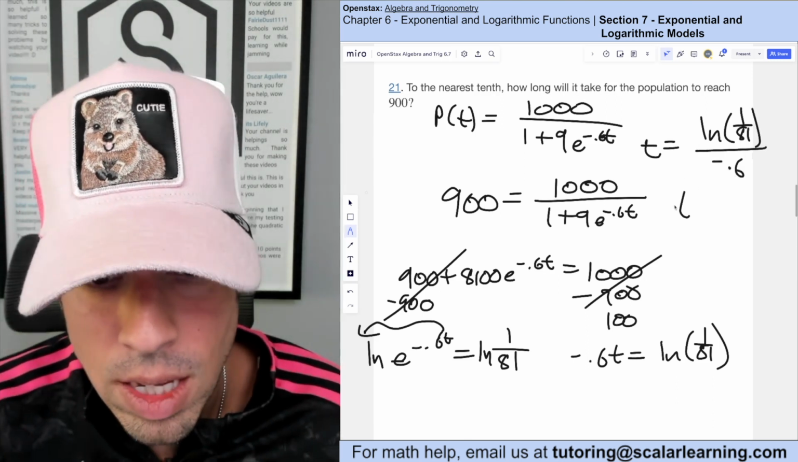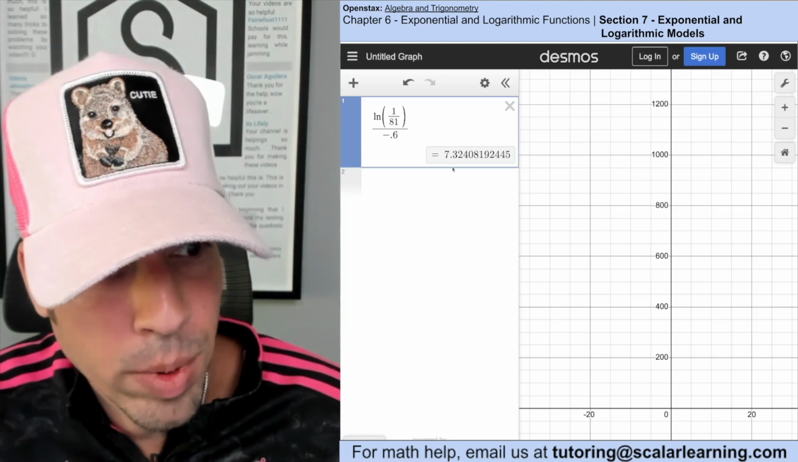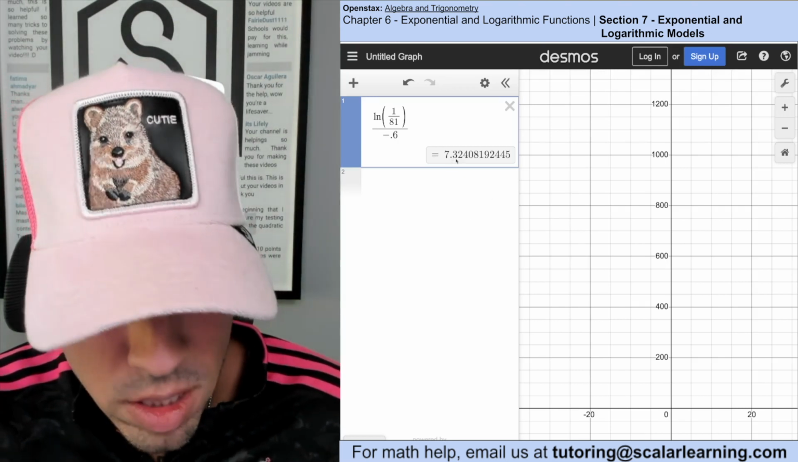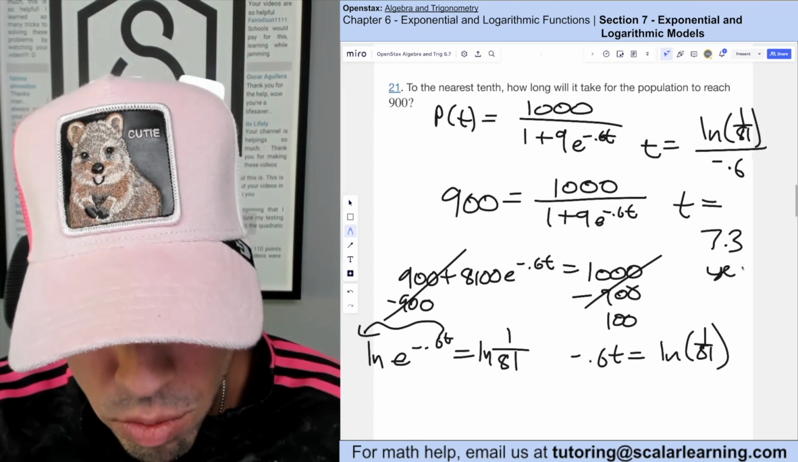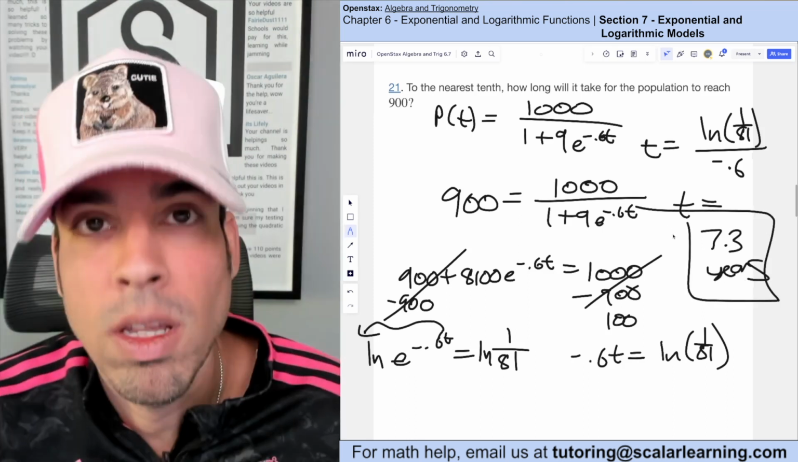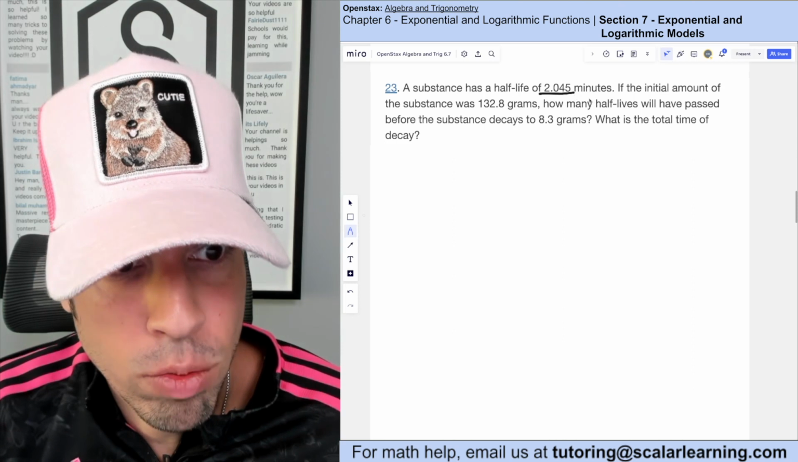So we're going to evaluate that in Desmos and get an approximation. So here we get 7.32, rounding to the nearest tenth would be 7.3. So the answer is approximately 7.3 years. Boom, done.